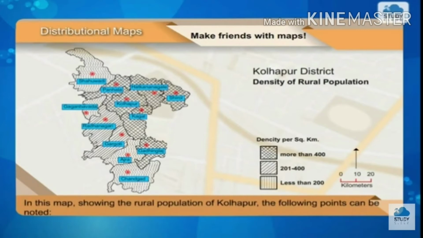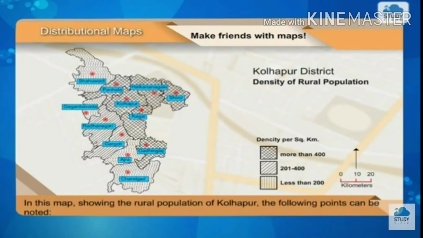If you see, towards the eastern side the population is more, and towards the north and the western side the population is less. Shahuwadi, Gaganbawda, Azra, Chandgad, these have a population density less than 200. Radhanagari and Gargoti are between 200 to 400.